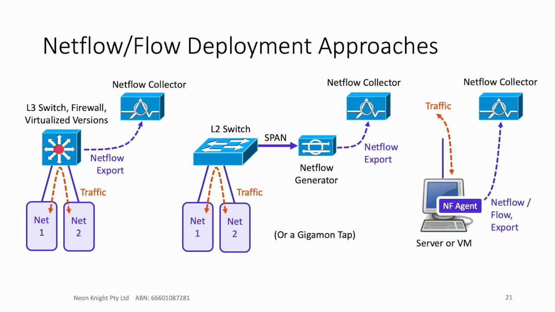Then in the rightmost diagram, we have an agent on a server, or in a VM or container, exporting flow information directly. So this approach can also capture internal information like the process that initiated each flow. But that comes at the impact and the deployment cost of an agent and potentially producing a lot more traffic.